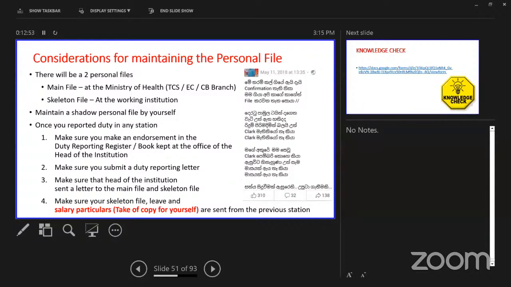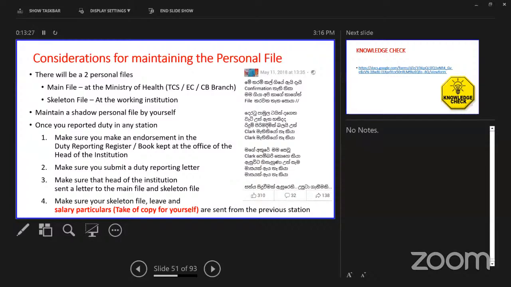So when you report for duty at any station, make sure you make an endorsement in the duty reporting register or book kept at the office of the head of the institution. Make sure you submit a duty reporting letter. Make sure the head of the institution sends a letter to the main file and the skeleton file, and make sure that for the skeleton file, leave and salary particulars are sent from the previous station, and take a copy for yourself.